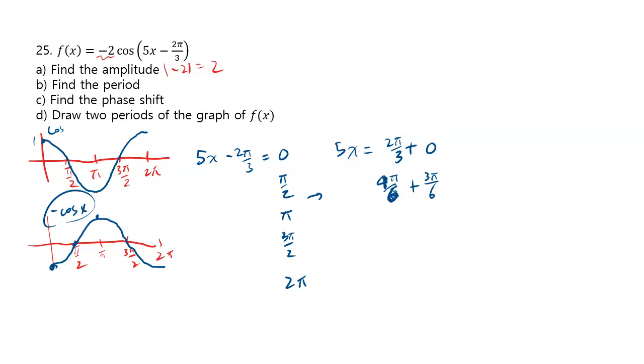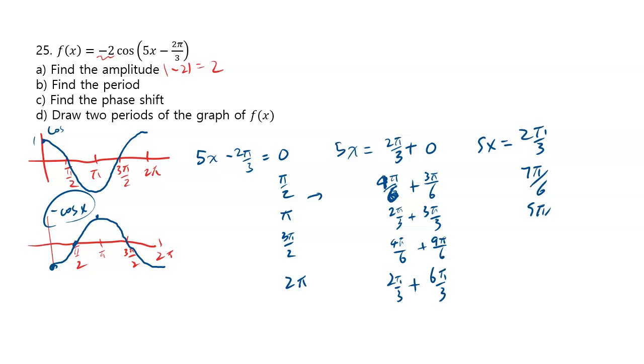Okay, and then 2 pi over 3 plus pi would be 3 pi over 3 to get common denominators. Again, you need 4 pi over 6, and if you multiply 3 top and bottom, you get 9 pi over 6. And lastly, you get 2 pi over 3, and then 2 pi is the same thing as 6 pi over 3. So you get 5x equal to 2 pi over 3, or 7 pi over 6, or 5 pi over 3, or 13 pi over 6. And when you add the 2 pi over 3, that's 8 pi over 3.